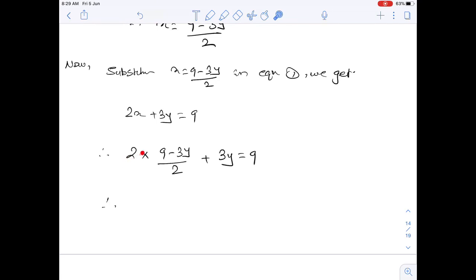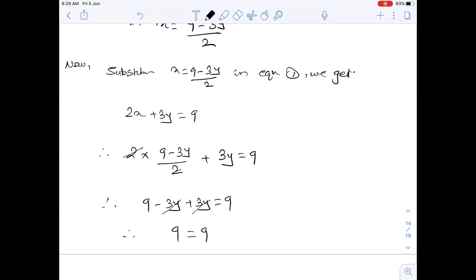Now we can cancel this 2 and this 2 because in between a multiplication sign is there. So by cancelling this we get 9 minus 3y plus 3y equals 9. Now remember that this 3y and this 3y are like terms with opposite signs, so we can cancel these also. In the next step you will get 9 equals 9.